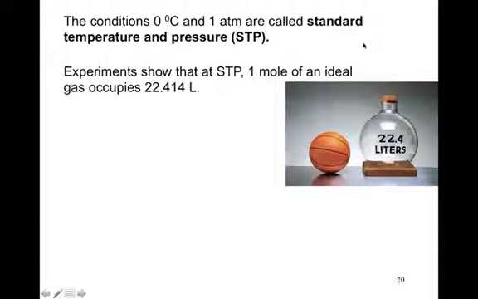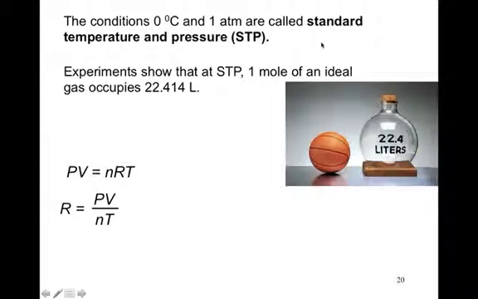So we're going to talk about STP, standard temperature and pressure, 0 degrees Celsius. So for us that'd be 273.15 Kelvin. 1 atmosphere is pretty normal, so we'll use that as well. And so we know that at STP, 1 mole of an ideal gas occupies 22.4 liters. That is useful to know.